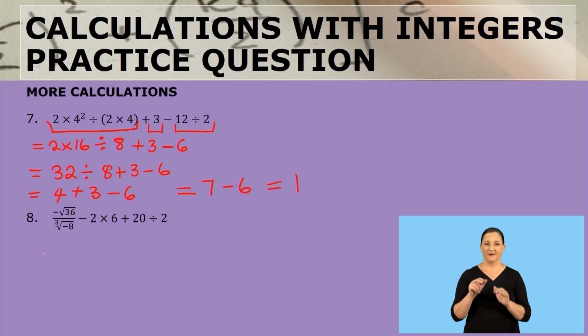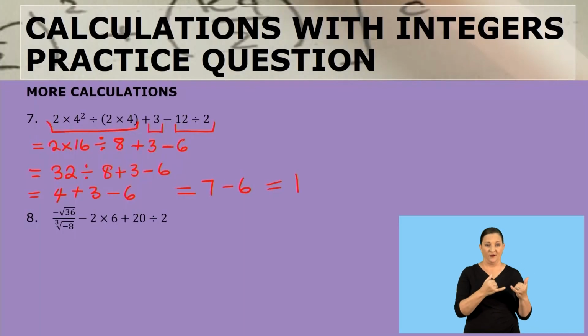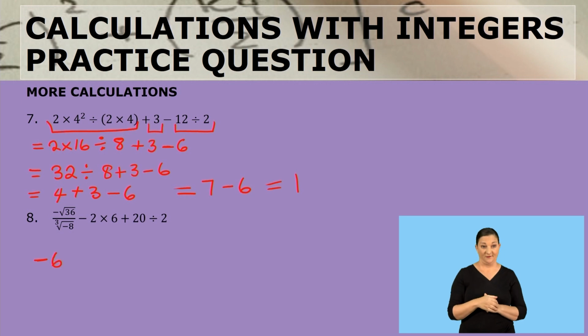Let's move on to the last one, number 8. There we have a negative square root of 36. What does this mean? Remember, when it comes to square roots, all the square numbers are positive. But the square root of that positive number can either be a positive or a negative. In this case, we are not lost, we are not confused, we know what they are looking for. They have specified that they are looking for the negative square root of that 36. And that will give us a negative 6.